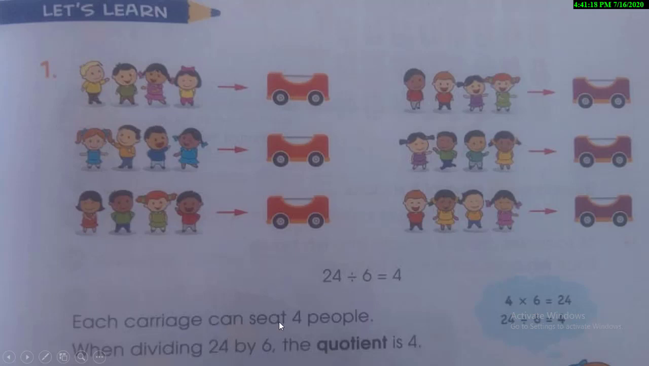Each carriage can seat 4 people. We divided 24 by 6. The quotient is 4. Quotient is called the answer. The answer of the division is called quotient. That I will explain to you more in my next lecture.